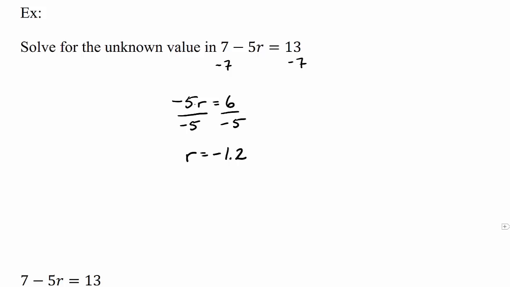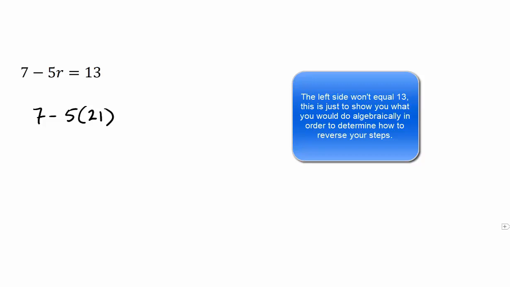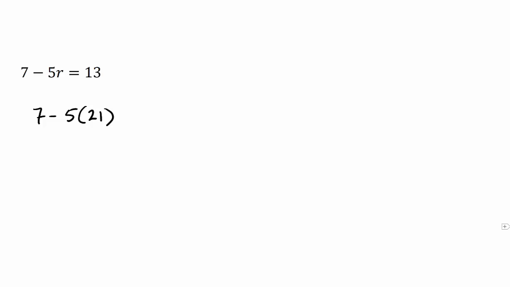But if I use my strategy that we used in the last example, let's take a random value of r and we will plug it in. So what would I do if I wanted to evaluate this left-hand side? Step 1 would be that I would take the 21 and I would multiply it by a negative 5. And then after that, I would add 7.